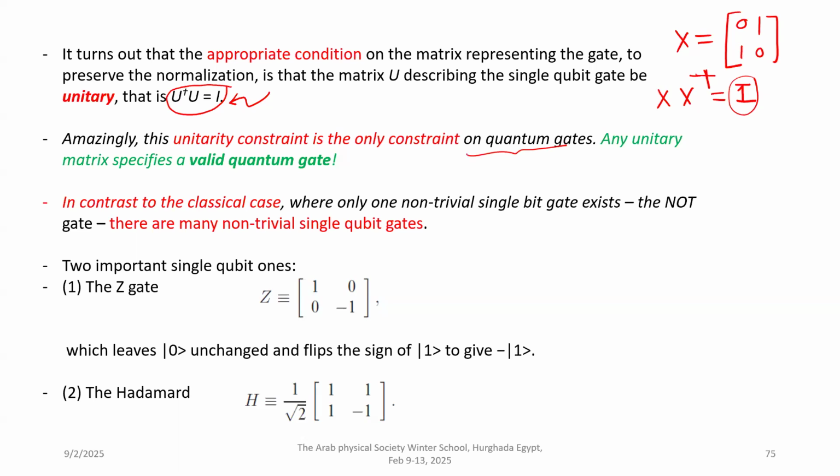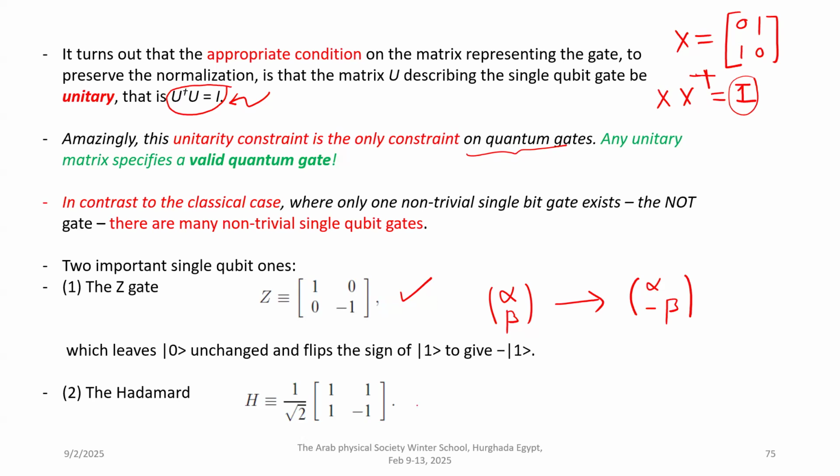Now there are more important gates like the Z gate. This gate leaves 0 unchanged and flips the sign of 1 to -1. So the Z gate takes you from alpha and beta, for instance, and gives you at the other side alpha and minus beta. So that's one thing about the Z gate.